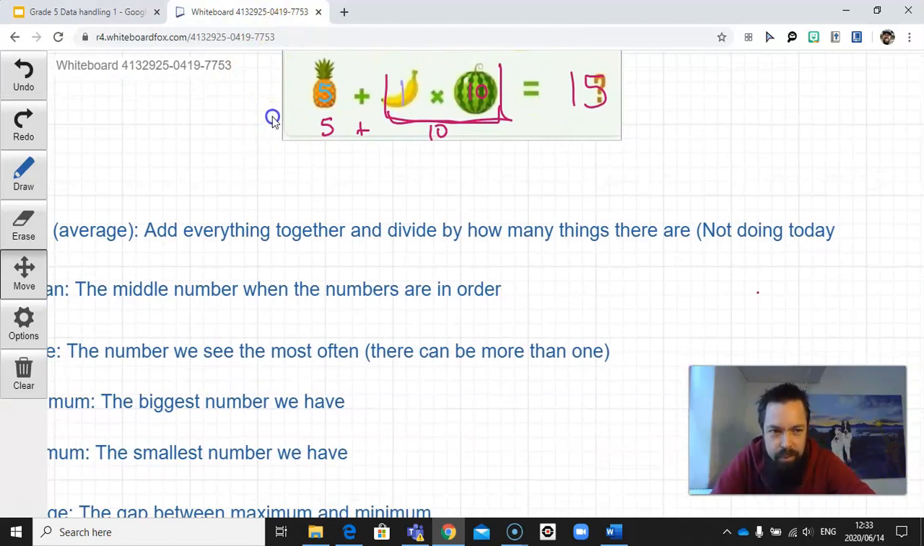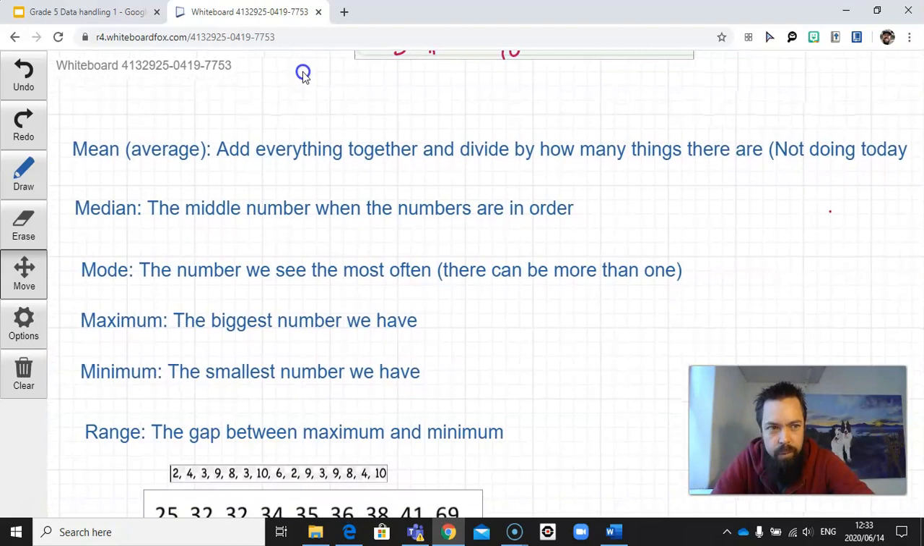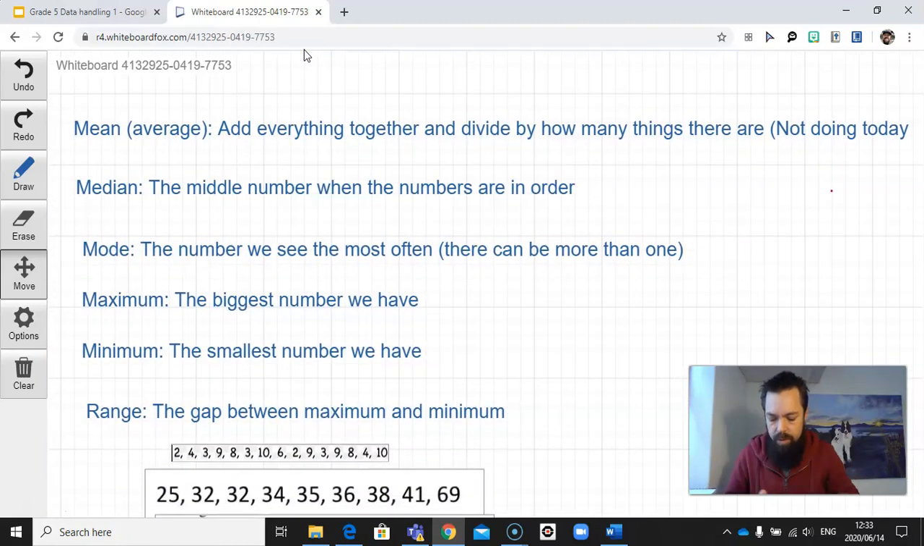Okay, so I have written down what the definitions are, just so that we can read through them together. Right, so you can see the mean, which I've also put there, is the average. We add everything together, and then we divide by how many things there are. We are not doing this one today. It is one that we'll do in the next lesson. It's one that takes a little bit of time. It's more complicated, and actually, later on in school, you get to use a calculator when you're doing this.